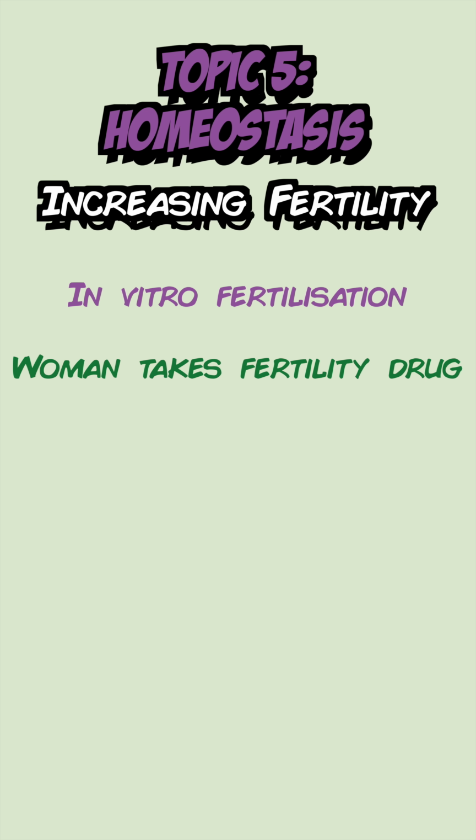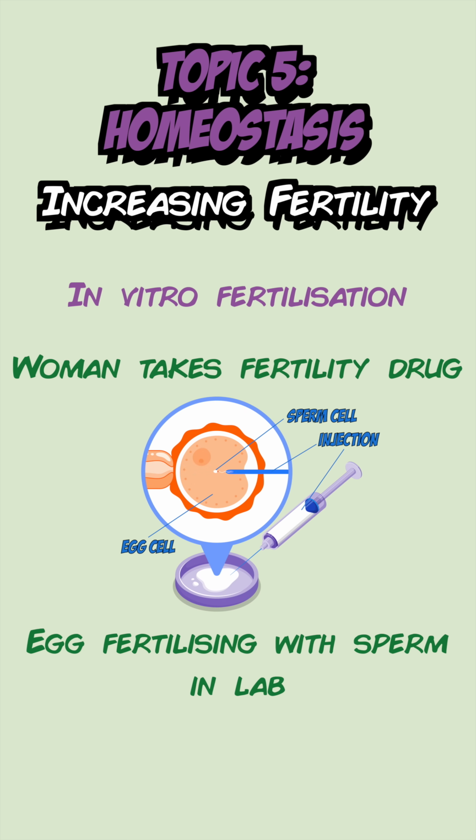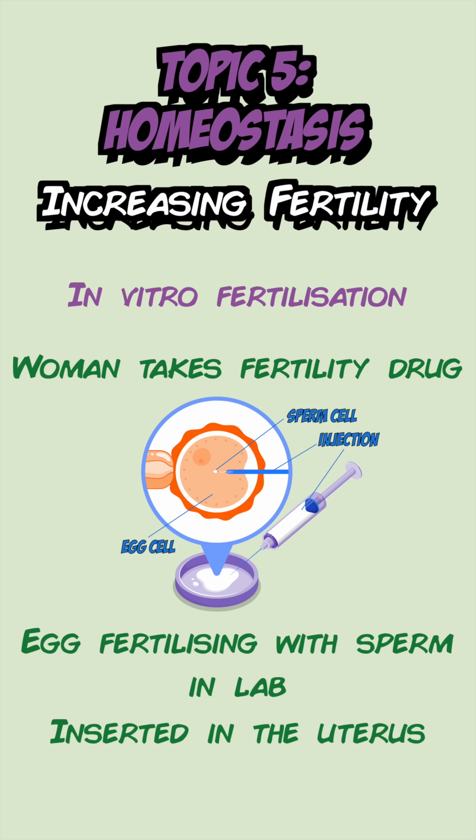IVF, or in vitro fertilization, can also be used to increase chances of pregnancy. The process starts with the woman taking the fertility drug with FSH and LH to stimulate several eggs. The eggs are then collected and fertilized with a man's sperm in a lab. They then develop into embryos, and when they're tiny balls of cells, they're inserted into the mother's uterus.